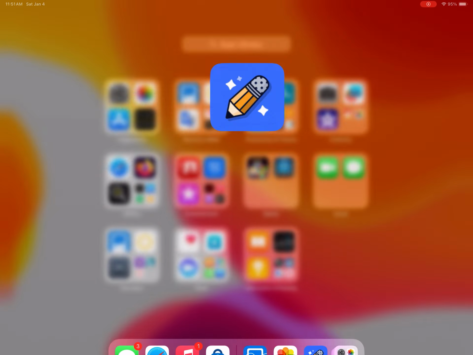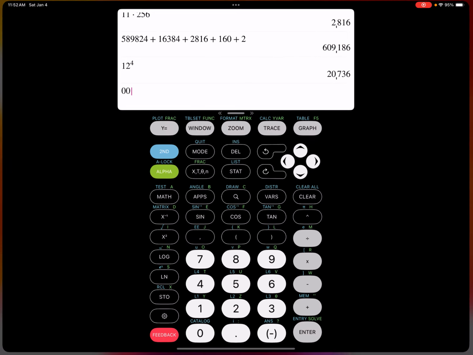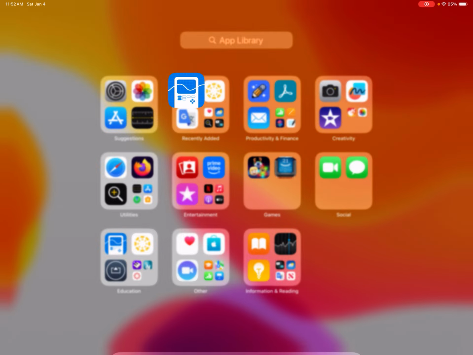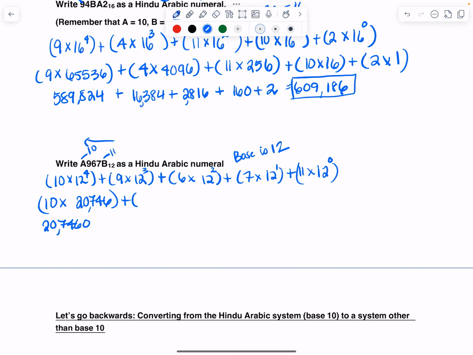Plus, let's do 9 times 12 to the third. So 12 raised to the third power will give me 1728. So I'm going to put 1728 there. Plus 6 times 144 plus 7 times 12 plus 11 times 1. Okay, so let's figure the rest of this out.